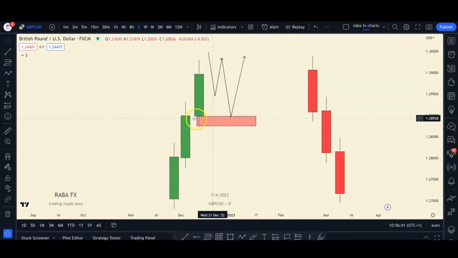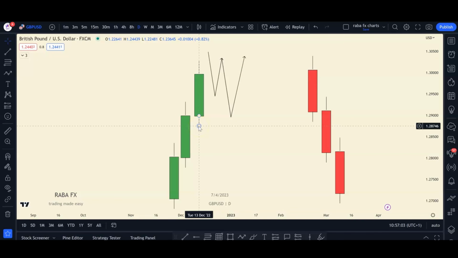Now, am I saying this will work 100% of the time? No. Definitely there's nothing that works 100% in forex. However, this will simply put the odds in your favor and increase your win rate. By the time we look at the chart, you will understand better.